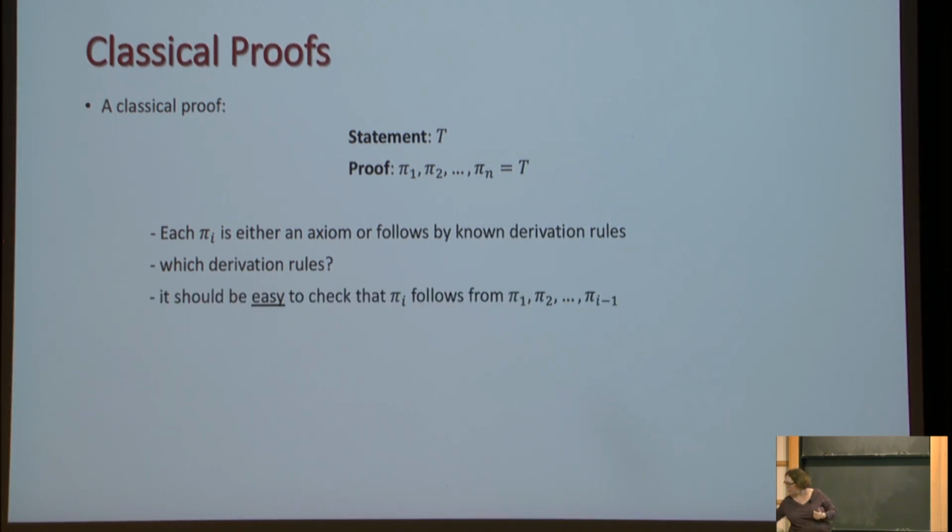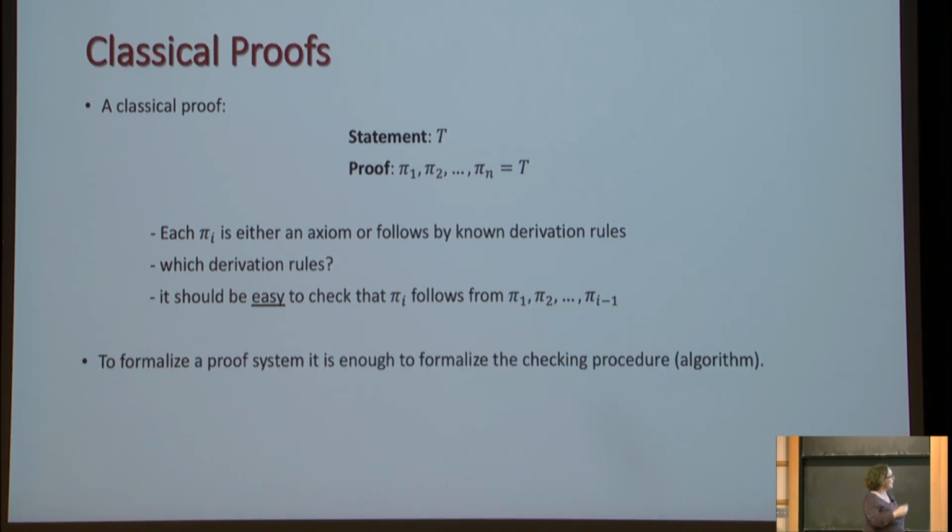Yeah, I should use the clicker. Okay, that would be better. Yeah, much better. Okay, so it should be easy to check that the next statement follows from the previous statements, right? Otherwise, why do you need the proof? You can just check that T is correct. The whole point of the proof is so the checking is easy.